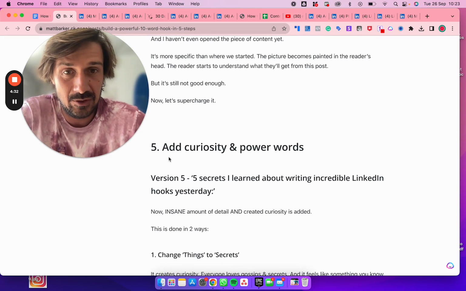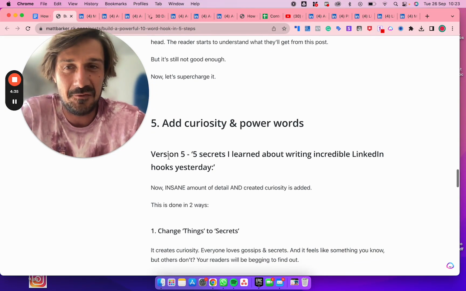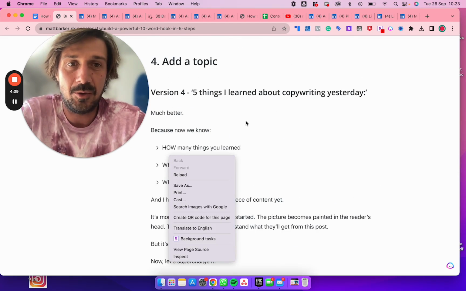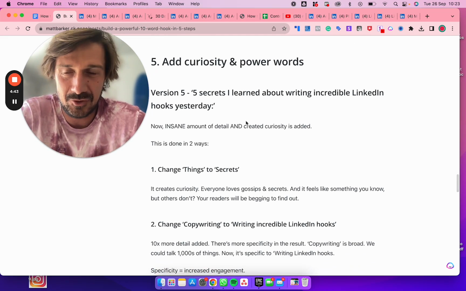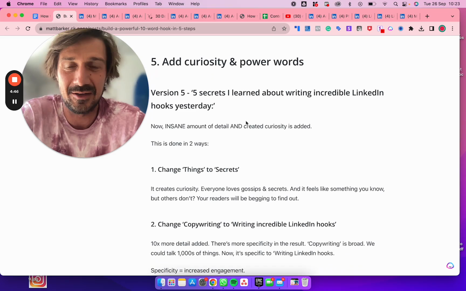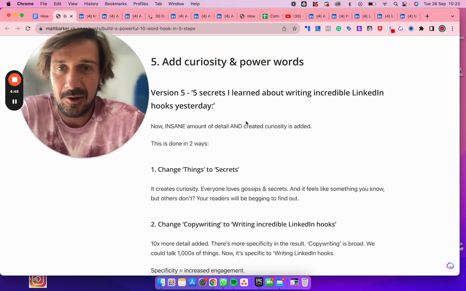So add curiosity and power words. This, I think, is a really important part to the puzzle. So you've got the 5 things I learned about copywriting, but adding this curiosity and adding power words is the key. So I'm going to try to put this into my YouTube title. I'm going to try to learn from Matt Barker how to do this.